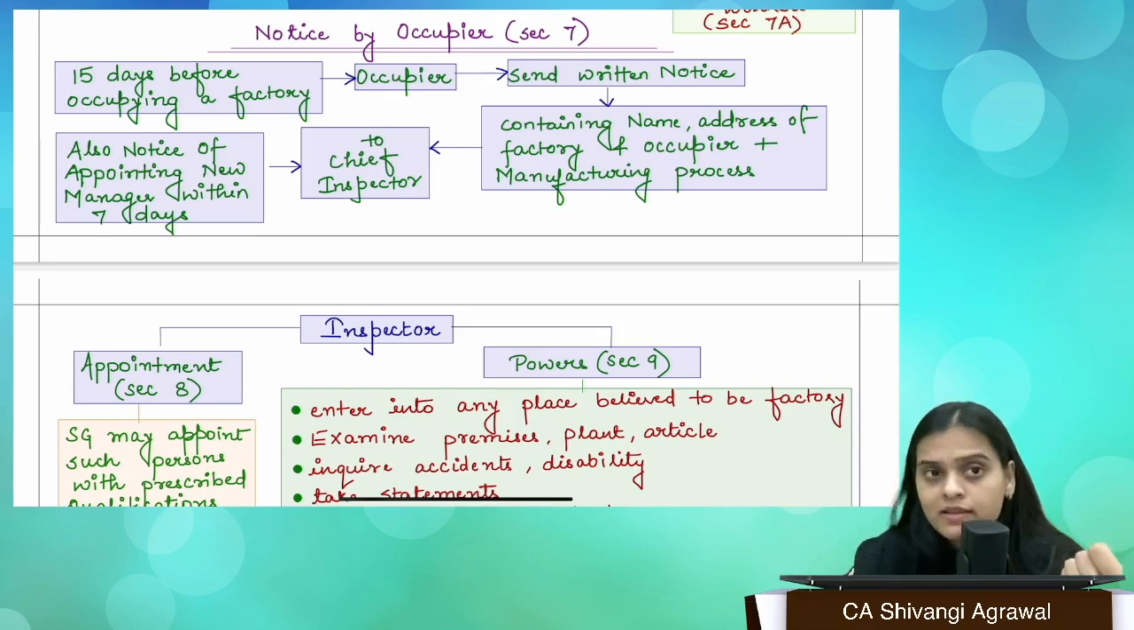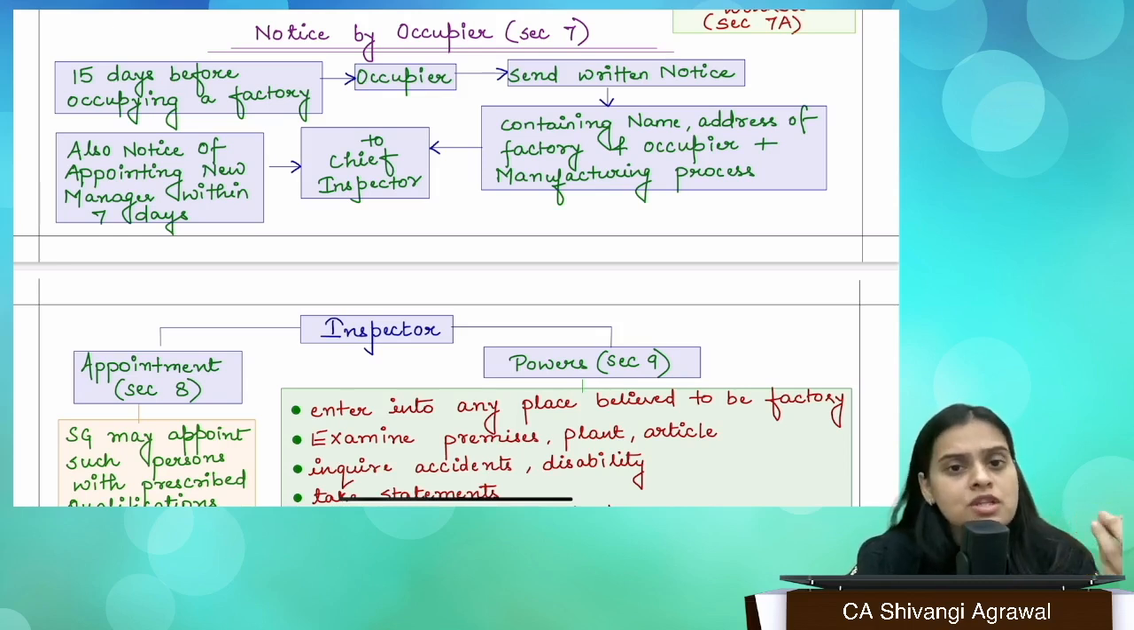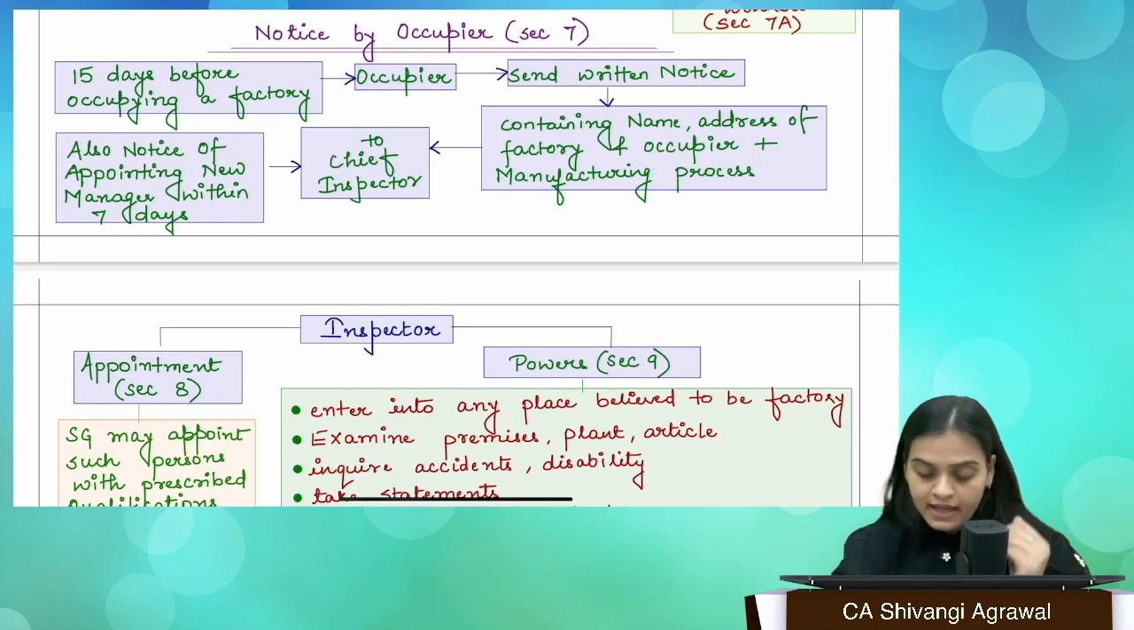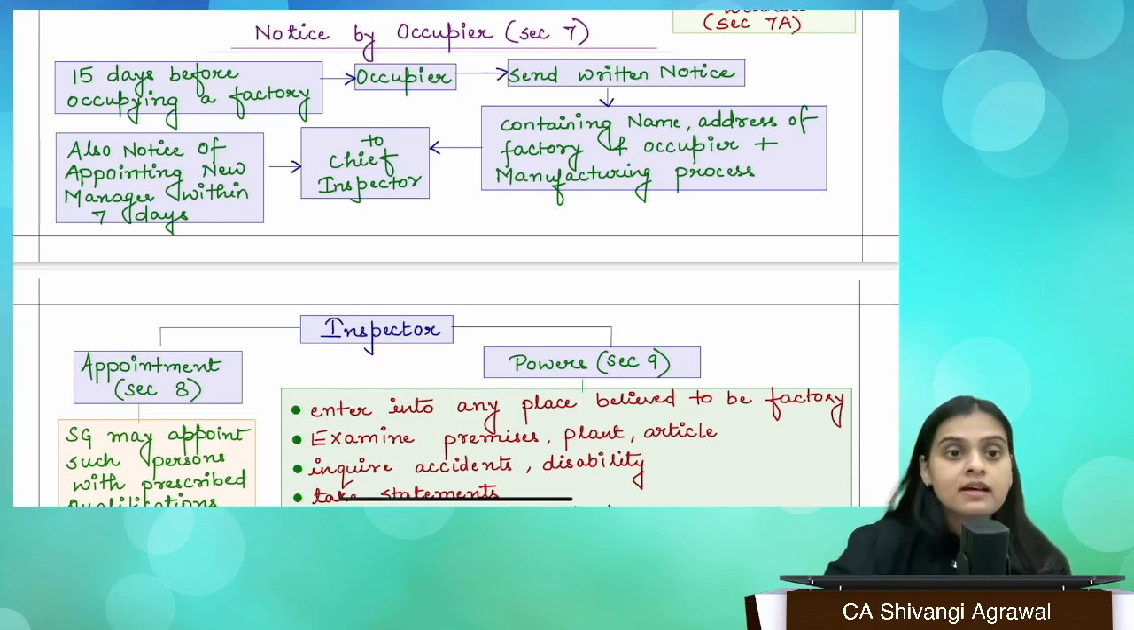So whenever you are opening a factory, occupying a factory, you know what the definition of factory is. 15 days before occupying a factory, you have to send a written notice, which will contain the name, address of the factory, the occupier, and what manufacturing process you are carrying on. You are supposed to send this to the chief inspector. Also, whenever you appoint a new manager, you have to send the notice of appointing the new manager to the chief inspector.